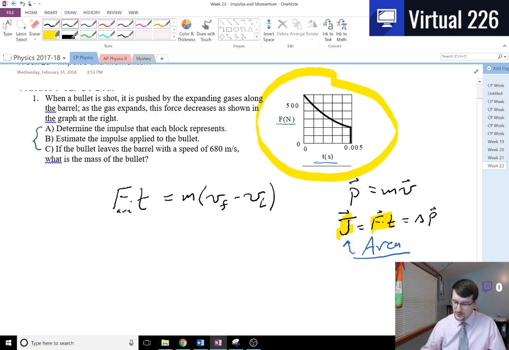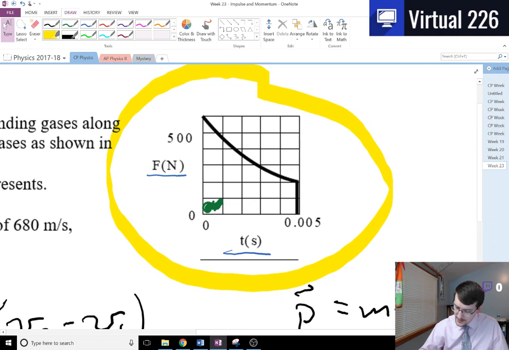Our first thing to do is to figure out how much impulse, how much area, each block represents here. So if I color in one block, what's its area? Zooming into this, I see this goes up 1, 2, 3, 4, 5 hundreds, so this piece right here is 100. And if this is 1, 2, 3, 4, 5 to 0.005, that means this is 0.001.